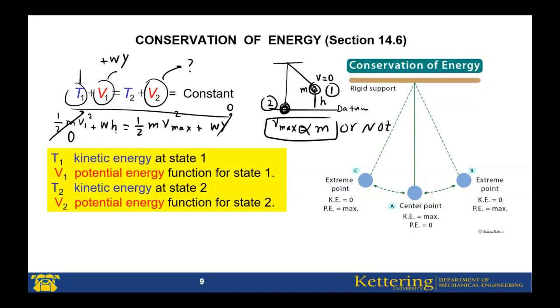From this equation, you can see W h equals 1 over 2 m v maximum squared. Or this one is m g h equals 1 over 2 m v max squared. You will see the masses cancel. This means that the maximum velocity will be the square root of 2 g h.